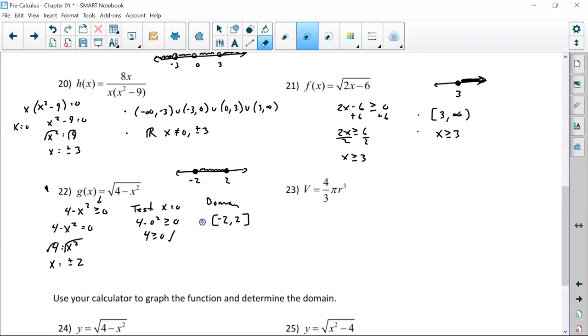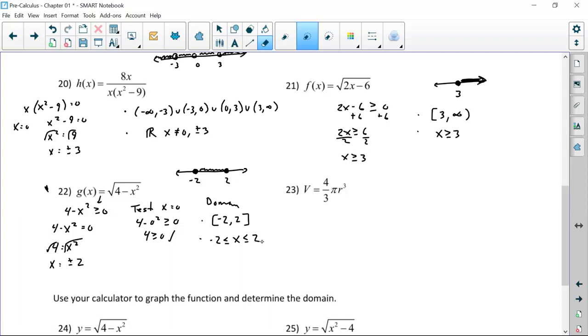In a more traditional way, not in interval notation, negative 2 is less than or equal to x, which is less than or equal to 2. The only values we can use as inputs are the values between negative 2 and positive 2, including those numbers. And now for problem number 23.